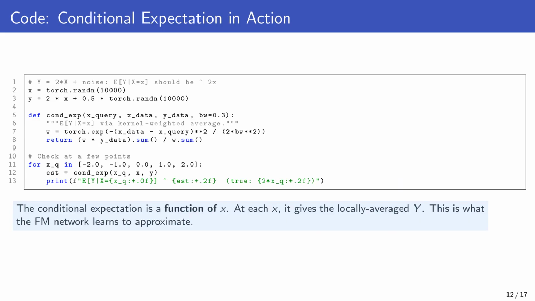Let us compute a conditional expectation in code. We generate data where y equals 2x plus Gaussian noise. The true conditional expectation E of y given x equals x is exactly 2x.